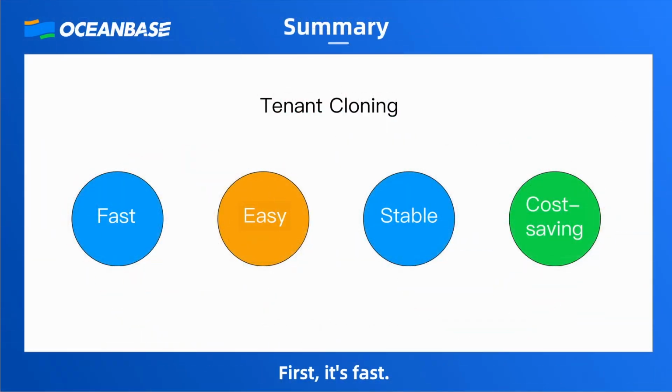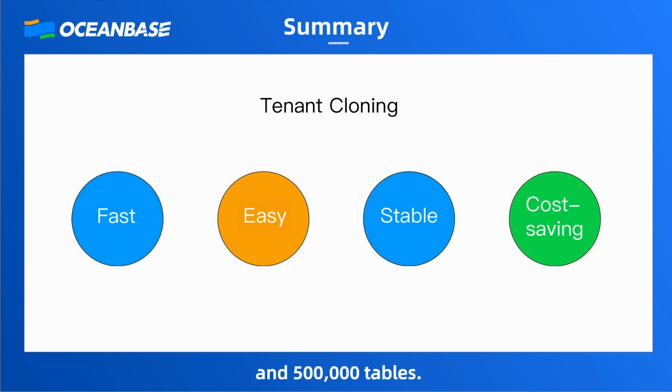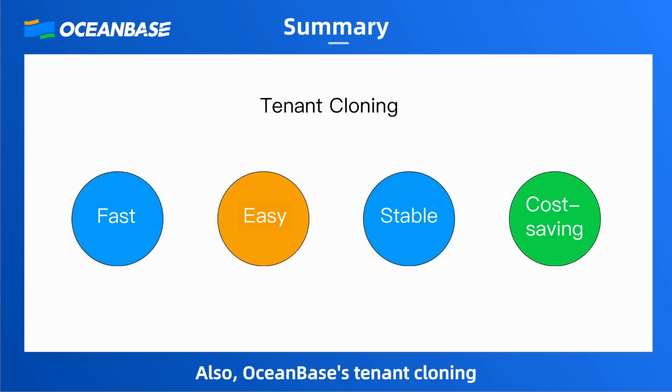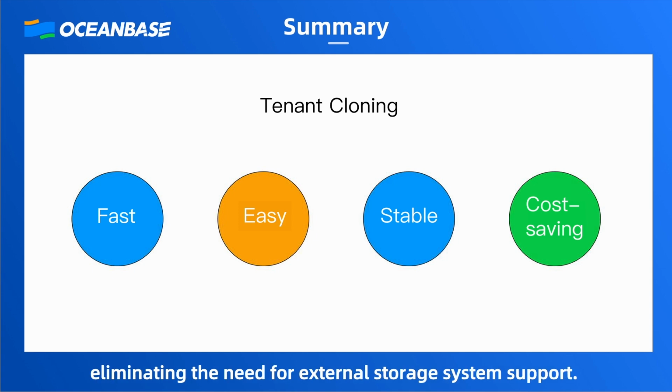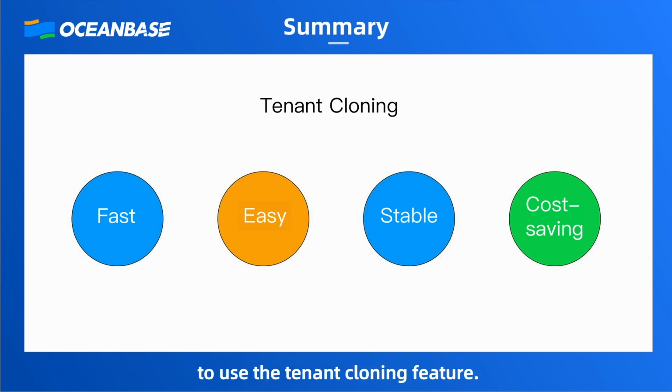First, it's fast. Only metadata information is copied during the cloning process, making it very fast. In our testing environment, it only takes 2 minutes to clone an 8-core, 64GB tenant from a tenant with the same configurations and 500,000 tables. Second, it's easy to use. As shown in the demo, you only need to execute one cloning statement under the system tenant to complete the cloning. Also, OceanBase's tenant cloning is fully implemented within the database kernel, eliminating the need for external storage system support. You can simply run OceanBase version 4.3 on your regular machines to use the tenant cloning feature.